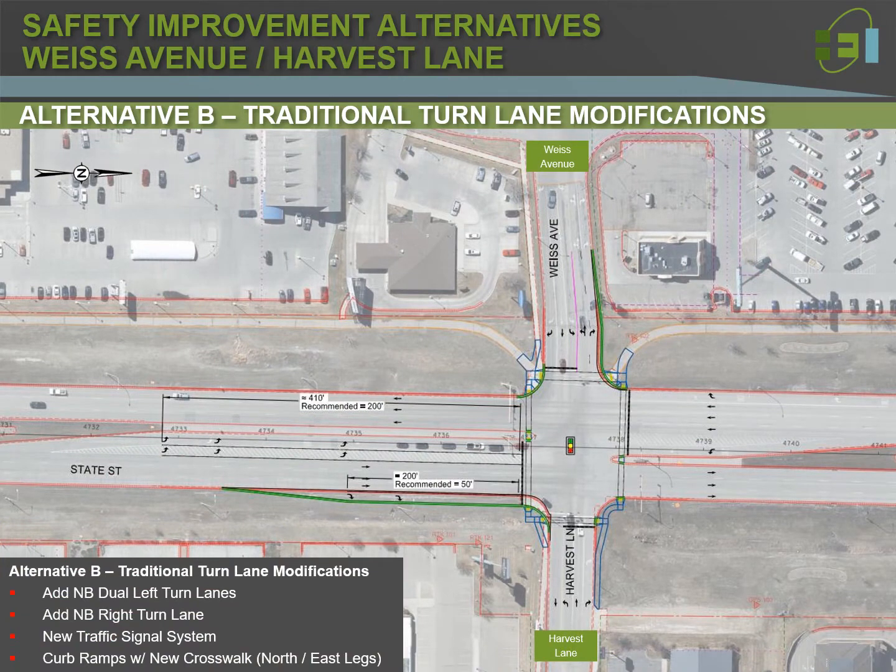Alternative B, traditional turn lane modifications at Weiss Avenue, Harvest Lane intersection include the addition of northbound dual left turn lanes to Weiss Avenue and minor widening on Weiss Avenue, the addition of a northbound right turn lane to Harvest Lane, and replacement of the traffic signal system as well as curb ramp upgrades. Also, new crosswalks would be installed on the north side of Harvest Lane and east side of State Street.